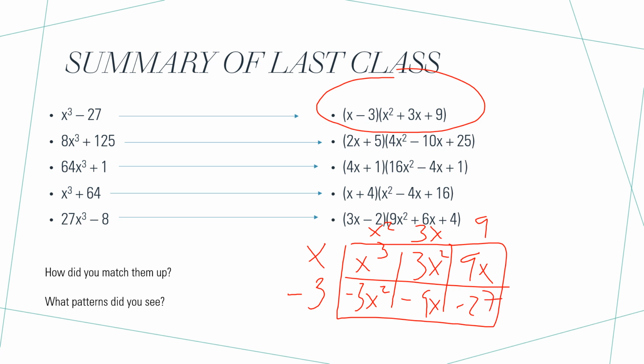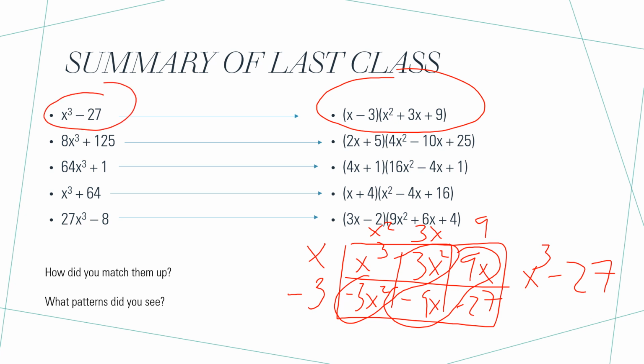And then to get the product, we need to find the total area, which means we need to add all those little areas up. And what we notice is that our like terms actually cancel each other out. So we have negative 3x squared and positive 3x squared and negative 9x and positive 9x, and they end up dropping out, leaving us with x cubed minus 27. And so you would go through your stack of expressions, and you would find the x cubed minus 27, and you would match those up.